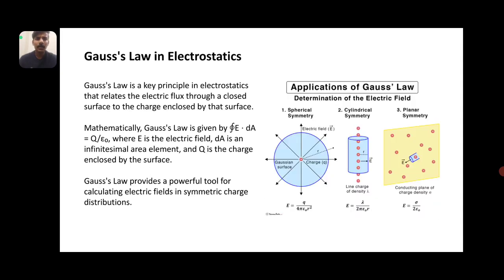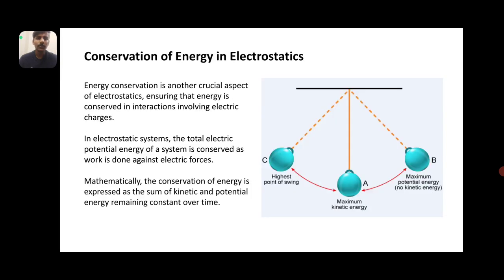Gauss law in electrostatics. Gauss law is a key principle in electrostatics that relates the electric flux through a closed surface to the charge enclosed by the surface. Mathematically, Gauss law is given by the equation where E is the electric field, dA is an infinitesimal area element, and Q is the charge enclosed by the surface. Gauss law provides a powerful tool for calculating electric fields in symmetric charge distributions.